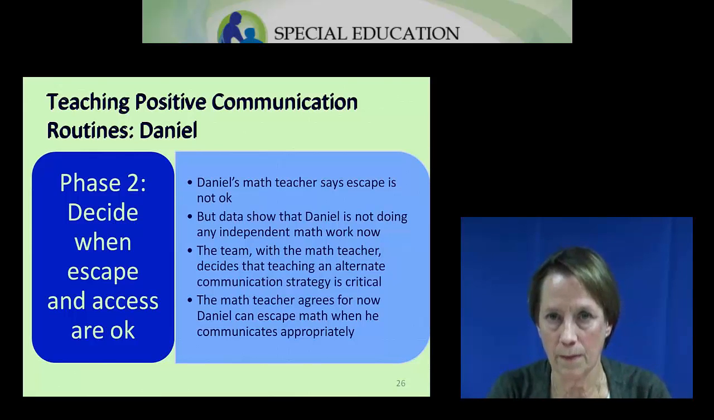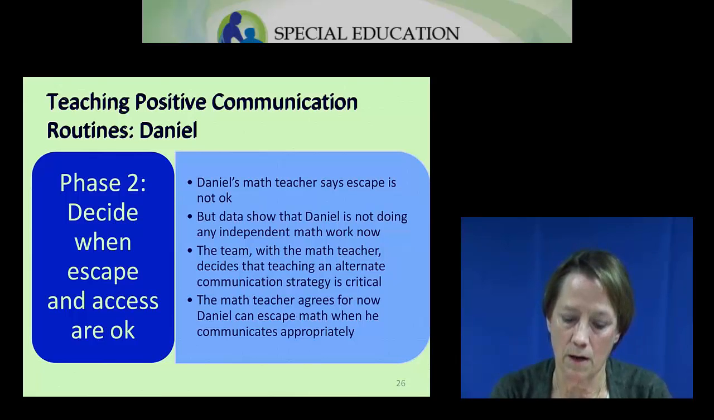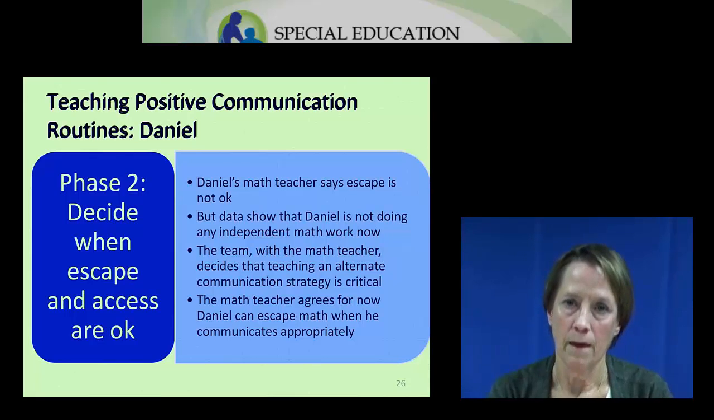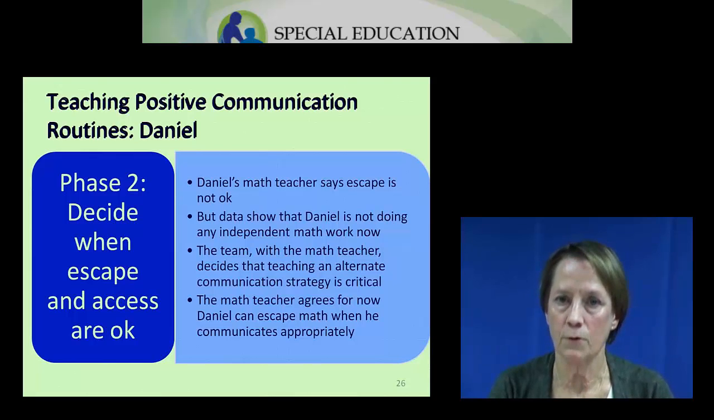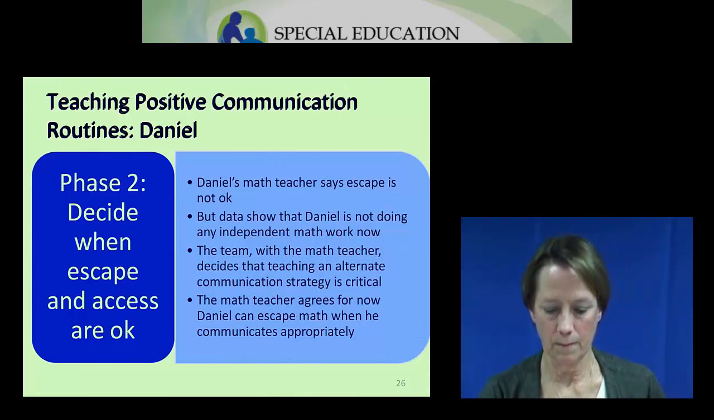So the team talks about this, and they look at their data, and they can see that Dan isn't doing any independent math work now. So as they talk this through, they decide with the math teacher that teaching an alternative communication strategy is critical. Since we're not getting anywhere now with Dan's independent work in math, we're going to focus on teaching a communication routine for him. And the math teacher agrees that for now, Dan can escape math when he communicates that appropriately.